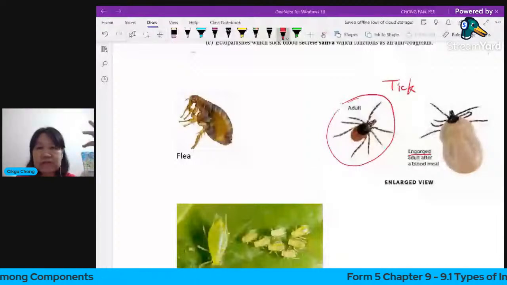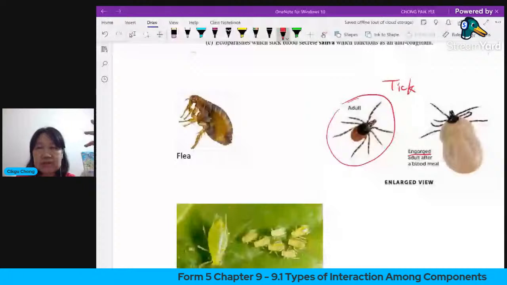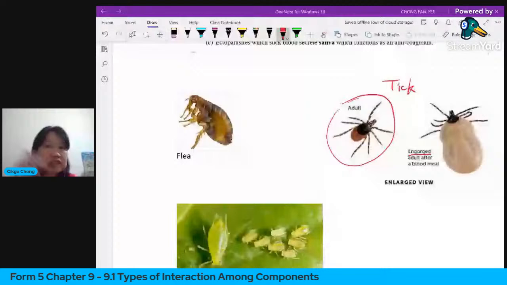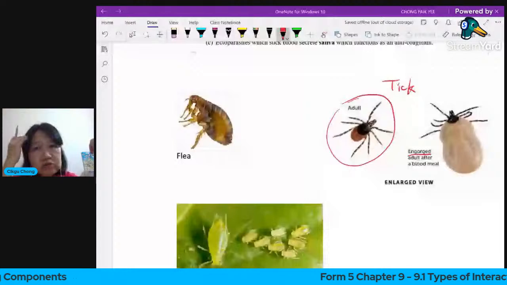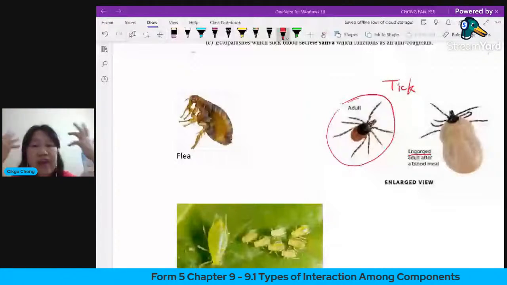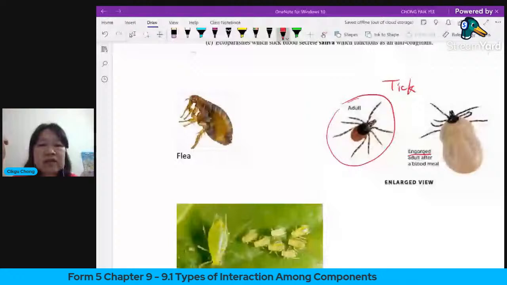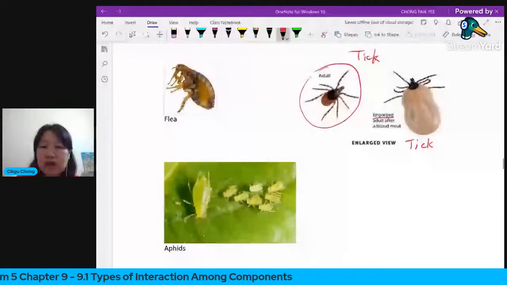This is a flea. Fleas don't get engorged like this, but they jump. The fleas are able to jump very high also, actually. So that's why some people have kutu rambut. Sometimes the flea can jump over to another. That's why you get infested with kutu from the hair and all that. Humans, I'm talking about humans. So this is for dogs and humans. Okay, so we are done with this one.